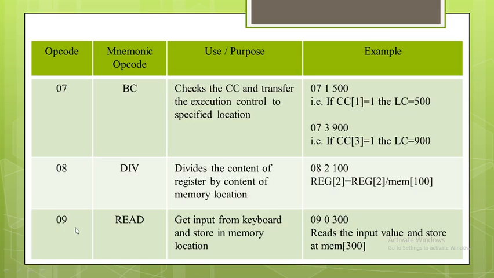Next opcode is 09. The corresponding mnemonic is read, which gets the input from the keyboard and stores it in the memory location. It accepts the input from the keyboard and stores it in the memory location. The register and the condition codes are not used in this instruction because whatever values we get from the keyboard are directly stored into the memory address. So this particular instruction will read the value from the user and store it into the address 300.